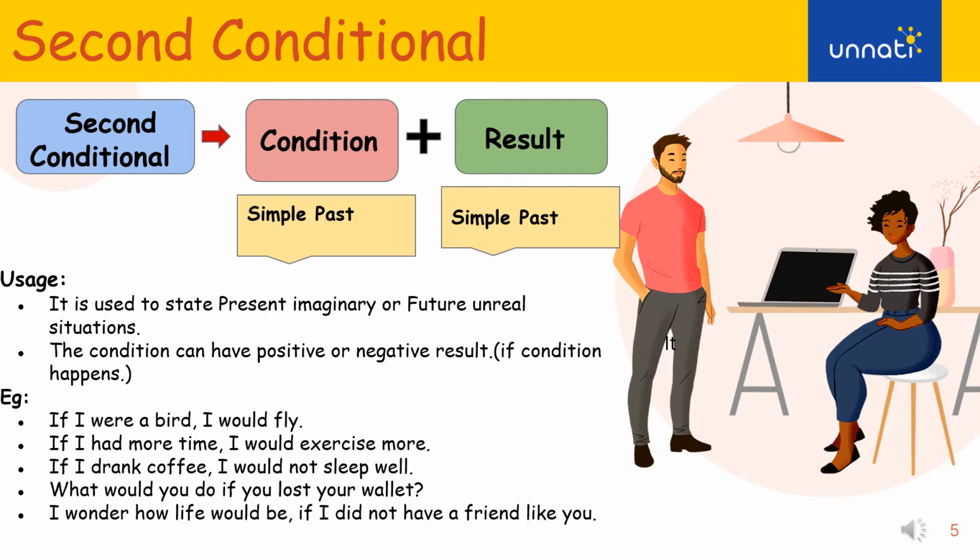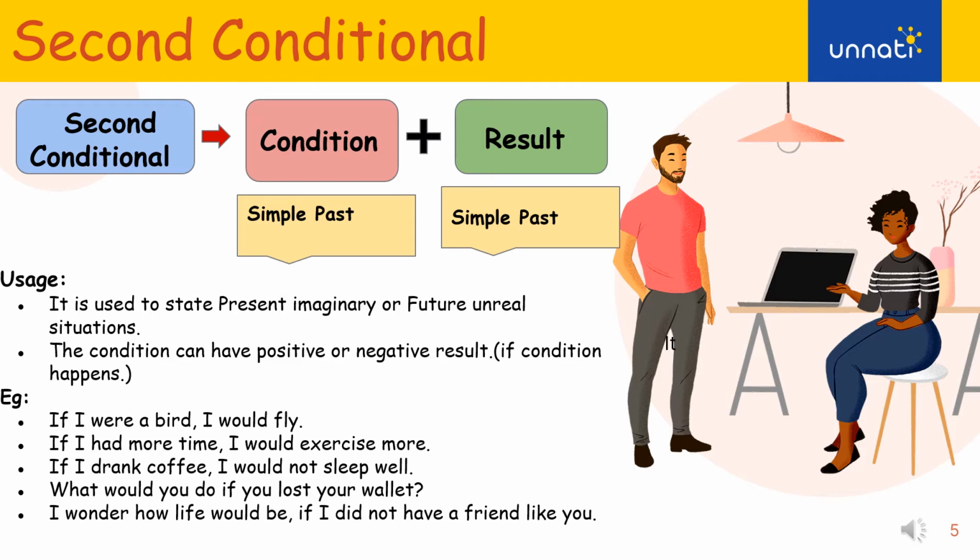Now, what is it used for? It is usually used to state present imaginary or future unreal situations. Like, if I were a bird, I would fly. Are you actually a bird? Definitely not. It's an imagination. If you were a bird, you would fly. Both the sentences, condition and result, in simple past tense.